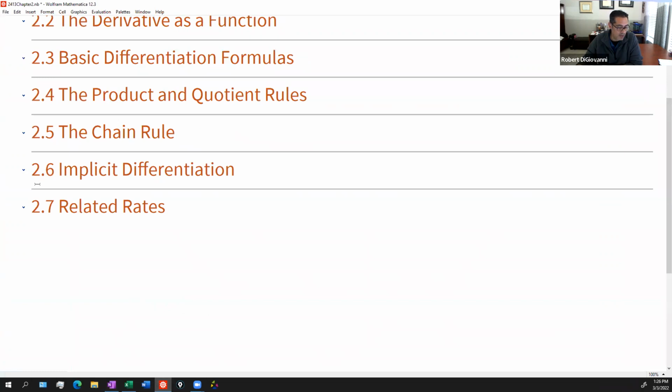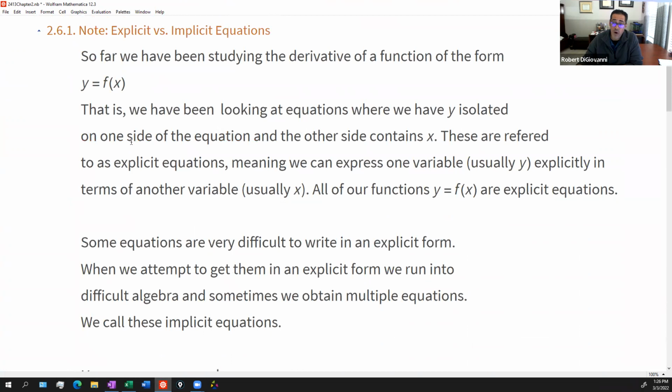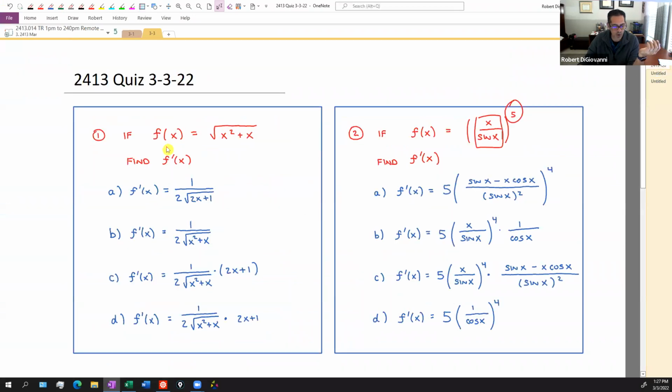Okay, so we are now starting 2.6, implicit differentiation. All right, so far, everything that we have studied in this class has been y equal to a function of x. In other words, we have y equals sine of x, or y equals x squared plus 1, or like the quiz we just took, right? These were functions of x. We could say y is this, or y is this, and these are the functions, right? That's what we've been doing the whole time. We've been differentiating functions of x.